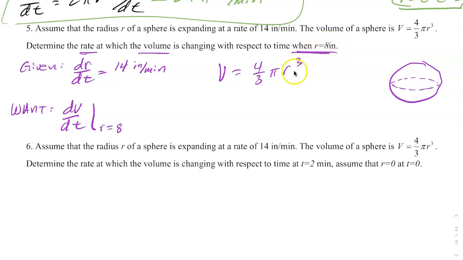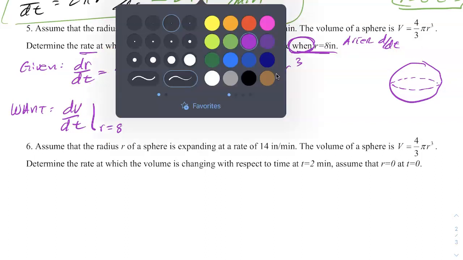Since it's changing, I can't plug it in before. I gotta wait till after I take the derivative. Anytime we see that, it's after d of dt. Right? So this is something that's changing, but I want to know at the specific time, so I gotta wait till after the derivative. So there's everything we have.